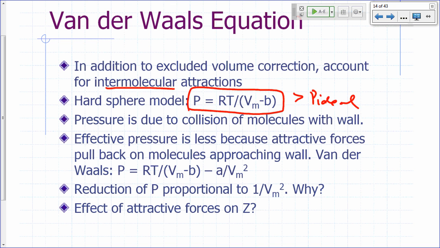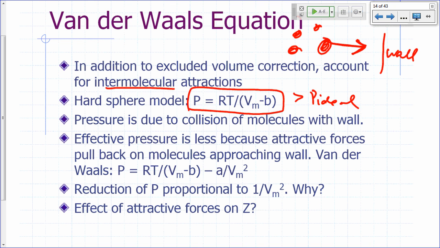Now, what happens due to attractive forces? Let's imagine you have a molecule approaching a wall, okay? So this molecule is approaching the wall at, let's say, 400 meters per second. But you've got these other molecules over here that are attracted to that molecule, okay? So what will these other molecules do as this one molecule we're looking at approaches the wall? Will it slow it down, speed it up?